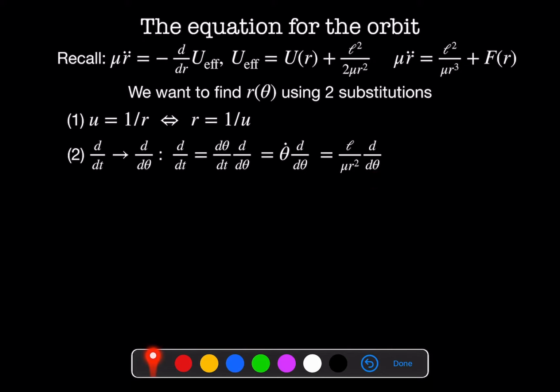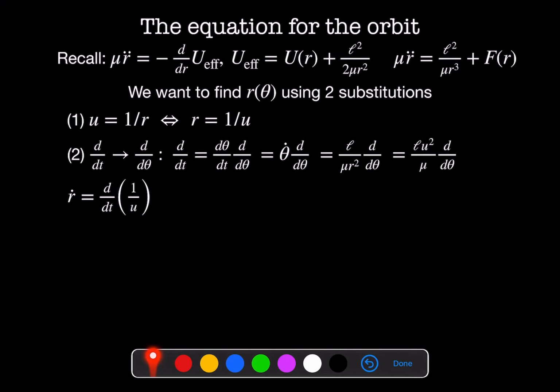And now we have to apply our u substitution to this, and we end up with L u² over μ d/dθ. So we've converted all of our time-like derivatives to angular derivatives. So let's have a look at r dot first.